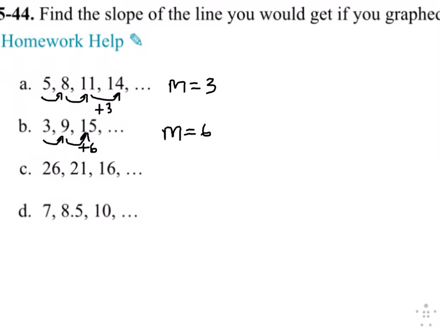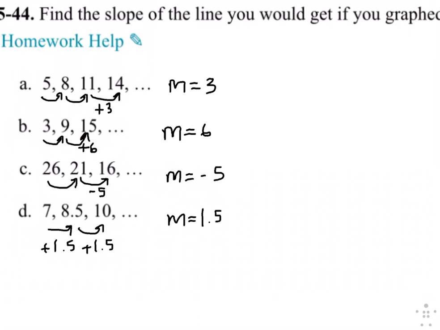For C, it goes down 5, and then down 5, right? So the slope equals -5. And then for D, it goes up 1.5, plus 1.5, and then it goes up 1.5 again. So the slope equals 1.5.